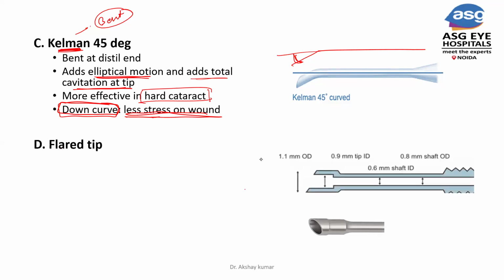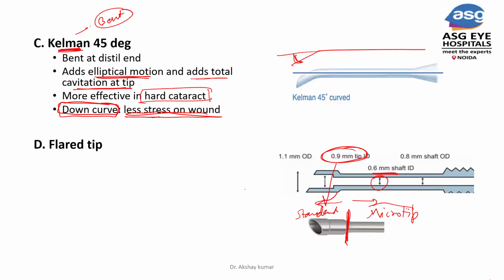Then the flared tip. You can say it is a modification of the micro tip and standard tip. As I told you in the previous slide, this part will act as a micro tip, and this part will act as a standard tip. So the diameter is according to that. The micro tip has a diameter of 0.6 millimeter, and it is flared from the distal end, and it has a 0.9 millimeter diameter. So what is the significance?